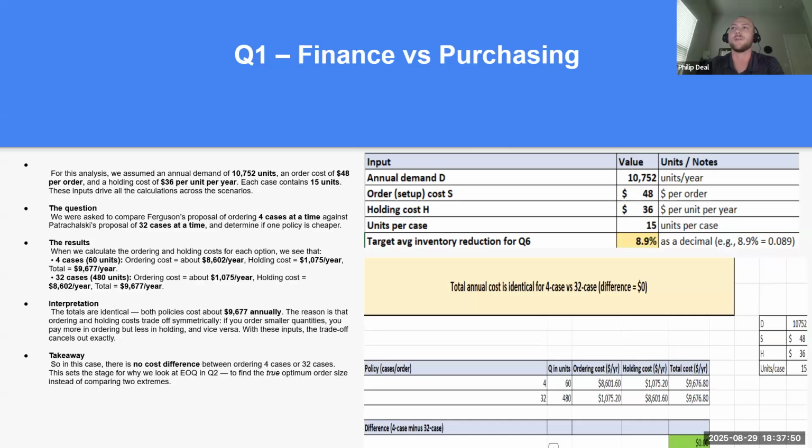Our results: ordering costs and holding costs are equaling out. They're both totaling $9,677 per year. Our interpretation: the totals are identical, and there is not much of a trade-off with either one. So in this case, there is no cost difference between ordering 4 or 32 cases. This sets the stage for why we look at EOQ in question 2.